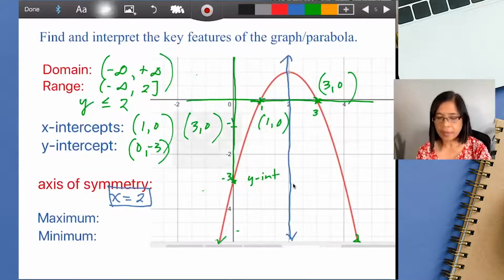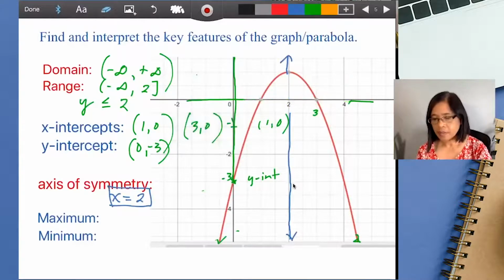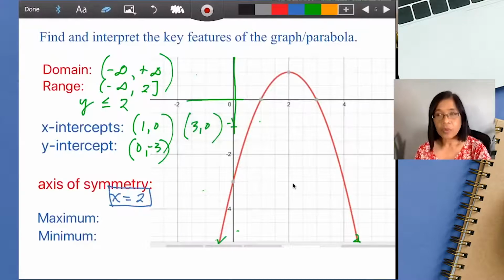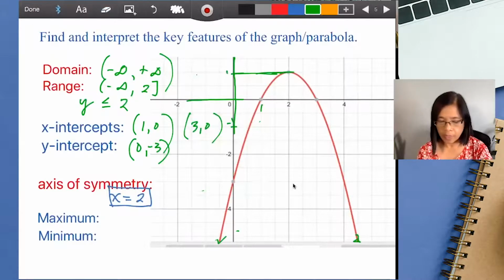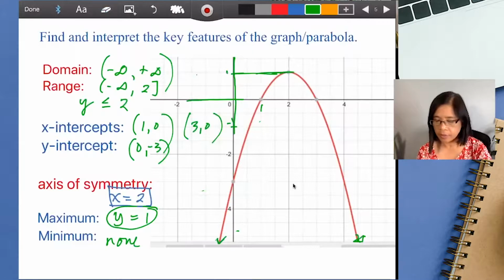Then, since this is a parabola facing downwards, we have a maximum. The maximum point is at the vertex, and the maximum value is 1. So the maximum is y equals 1. That's the maximum value for y. And we don't have a minimum because this could be extended to negative infinity.